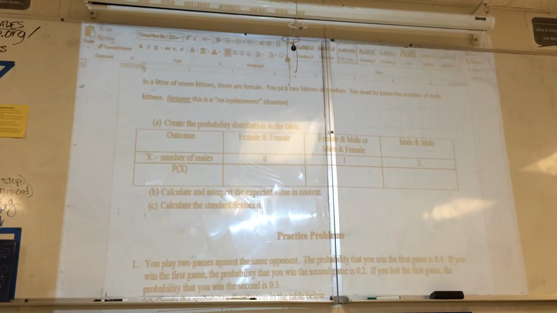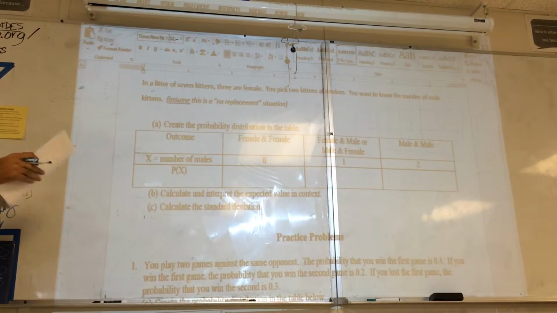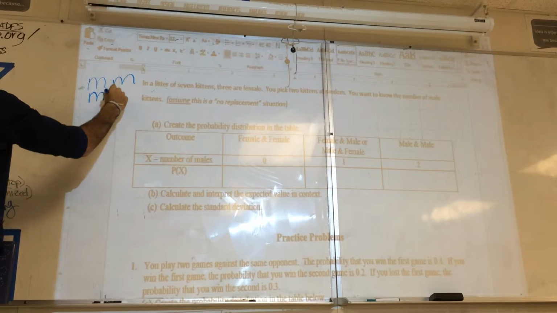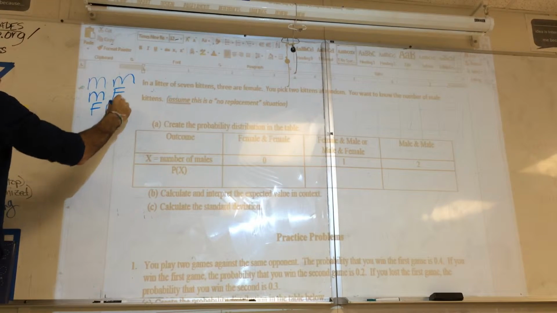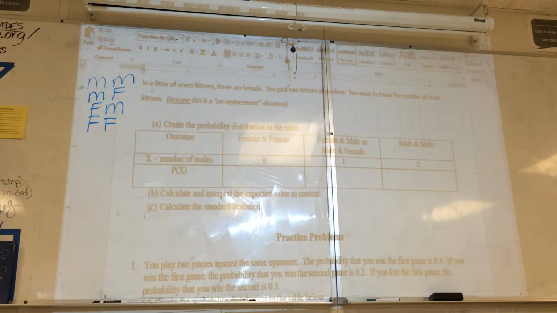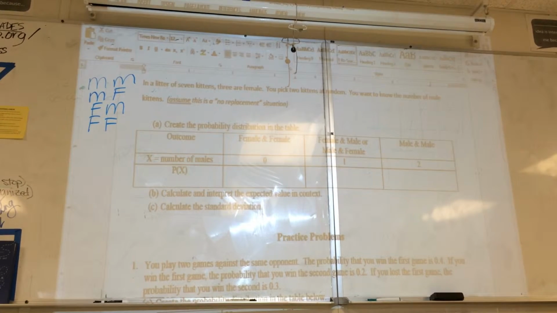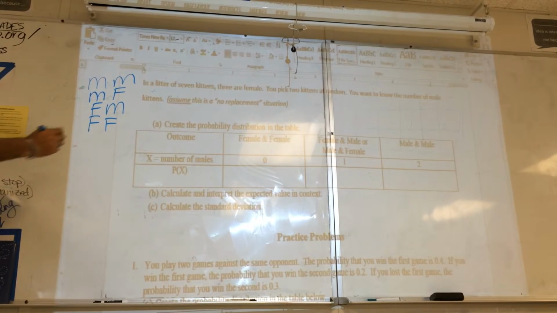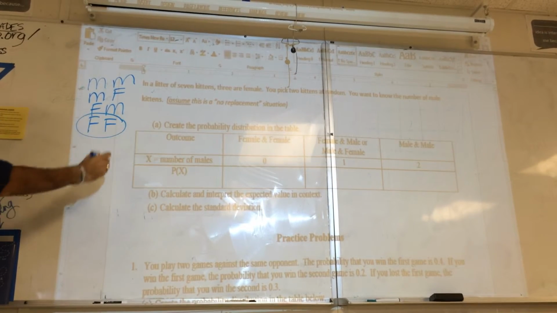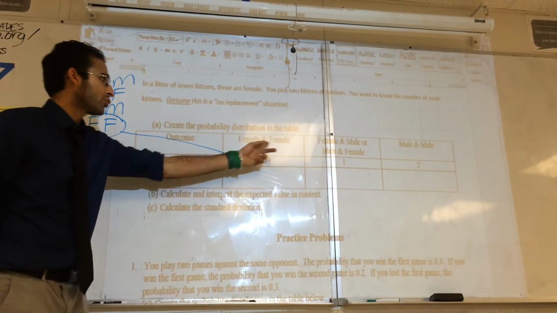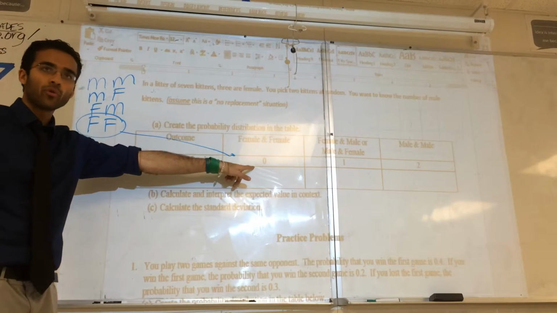Okay. So, what are the possibilities? Well, I could have male, male. I could have male, female. Female, male. Female, female. Now, this outcome right here, both females, corresponds to this box right here, as they say. Because if I have 2 females, then I have 0 male kittens.